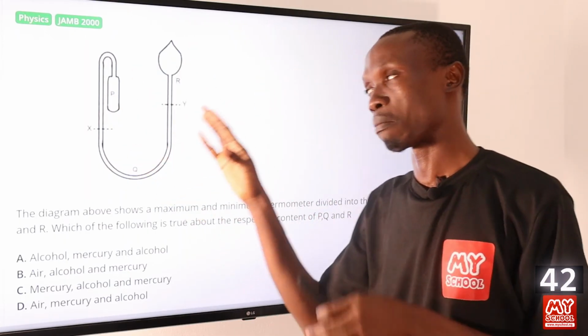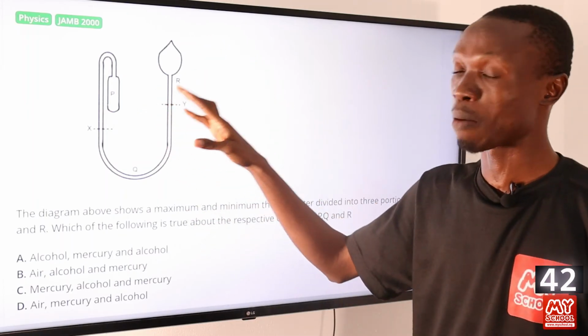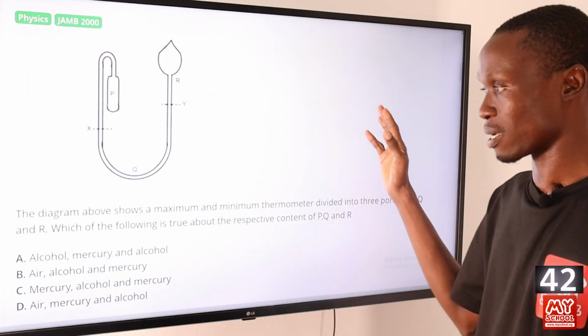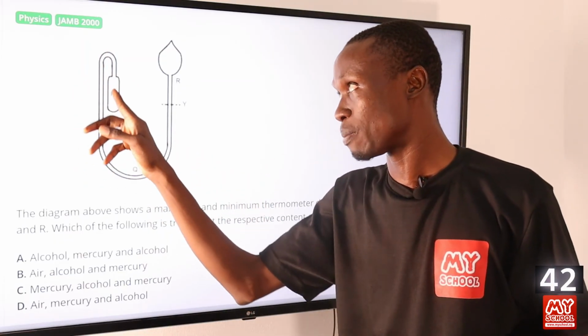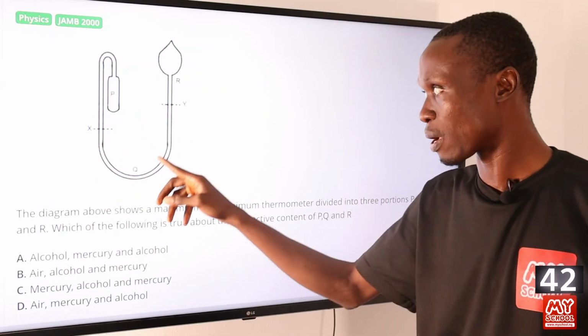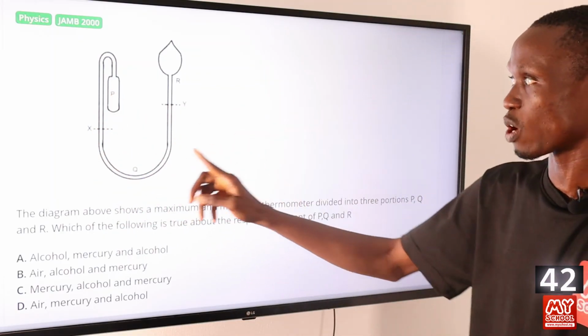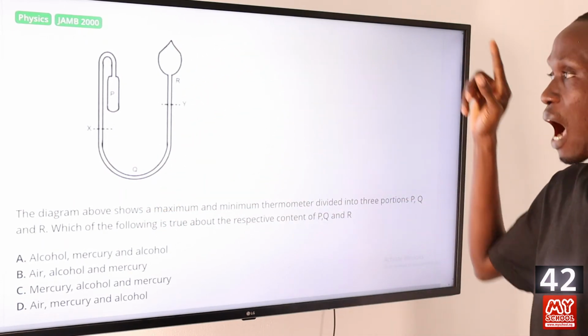Okay, so after taking maximum temperature or minimum temperature, the thermometer can be reset by using a magnet. The liquid that we have in this P part here is alcohol, while on the U-tube part here, which is the Q part, we have mercury, while on the arrow part here, we also have alcohol.